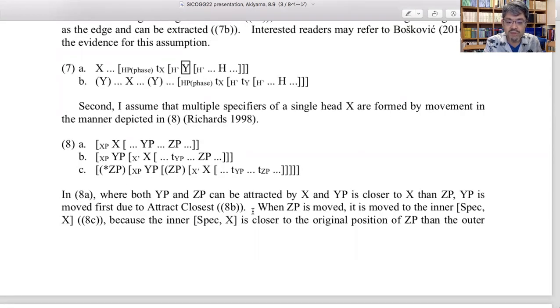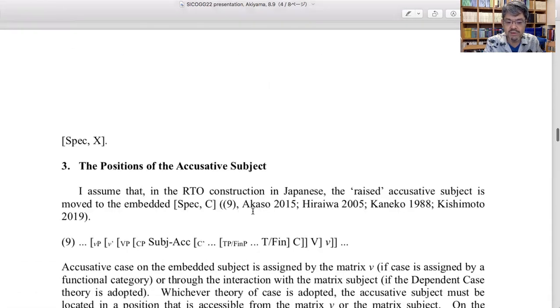Second, I assume the so-called tucking-in analysis of the multiple specifiers of a single head that is proposed by Richards 1998. Please look at 8. In 8a, both YP and ZP can be attracted by X, and YP is closer to X than ZP. In this case, YP is moved first because of Attract Closest. And then ZP is moved, and when ZP is moved, it is moved to the inner spec of X, as in 8c, because the inner spec of X is closer to the original position of ZP than the outer spec of X.